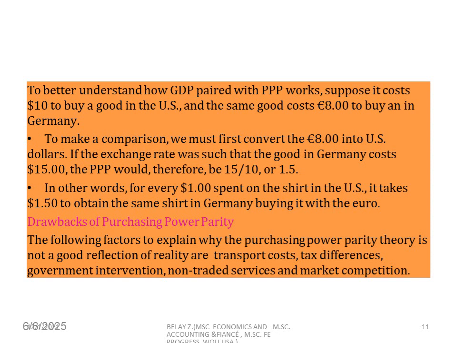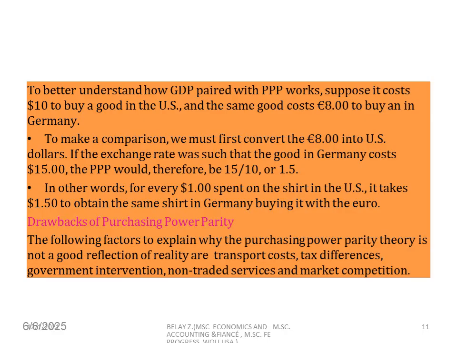€8 in Germany. To make a comparison, we cannot compare in such ways, so we have to convert to the same dollars, or the same currency. We must first convert euros to USA dollars to make it the same units. If the exchange rate was such that the good in Germany costs $15, the purchasing power parity would be 15 divided by 10, that is 1.5. This is purchasing power parity.